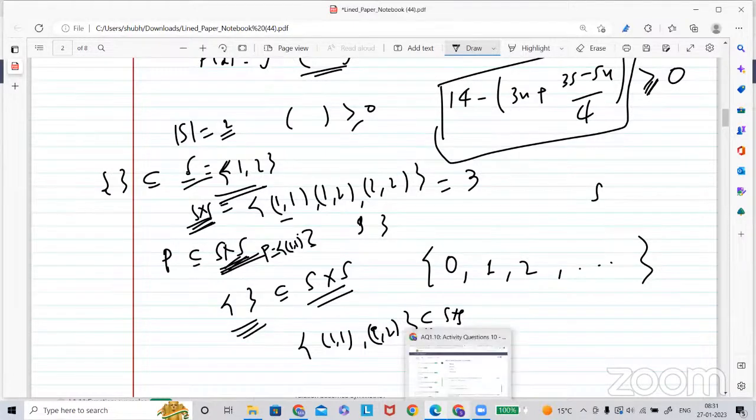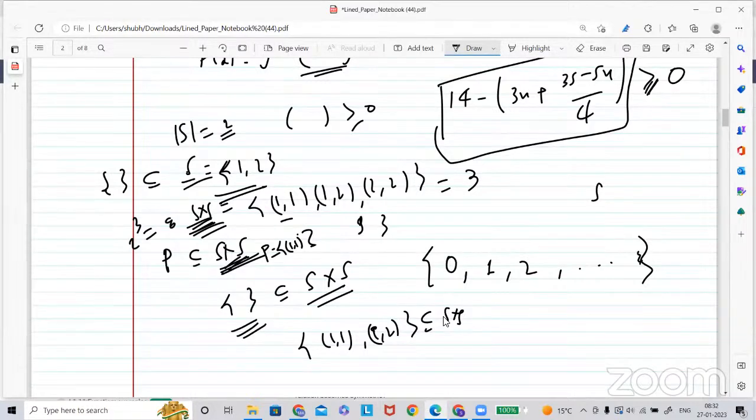Is that clear? Sir, 0, 1, 2, 3, right? Then we count the cardinality. It will be 4, right sir? No, see, how many possible subsets are there of this set? 2 to the power 3, so it is going to be 8. So up to 8 numbers you have to write.